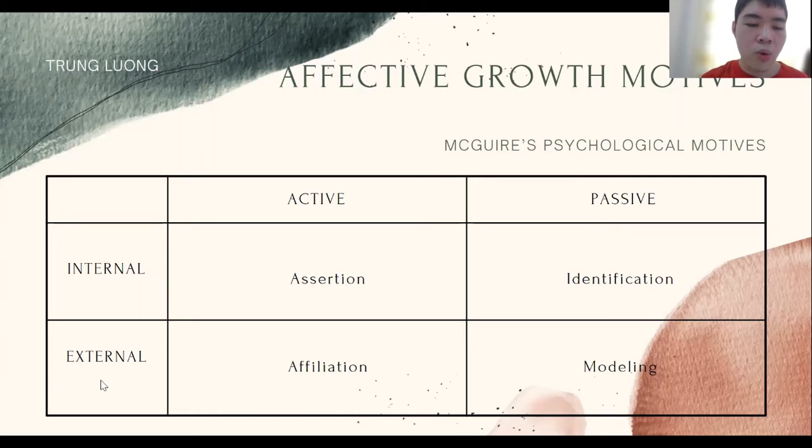And also we have the need for identification, which results in the consumers playing various roles. And last but not least, we have the need for modeling, which is a tendency to base behavior on that of others.